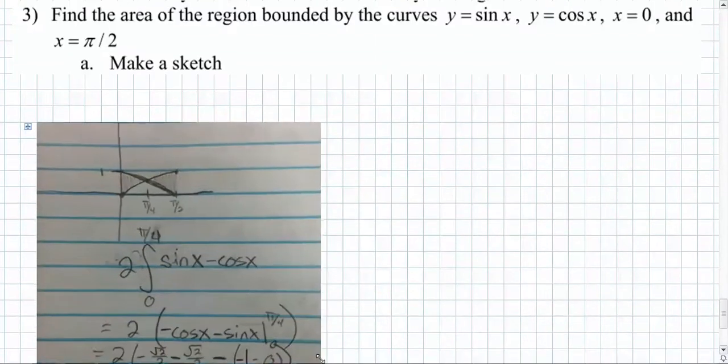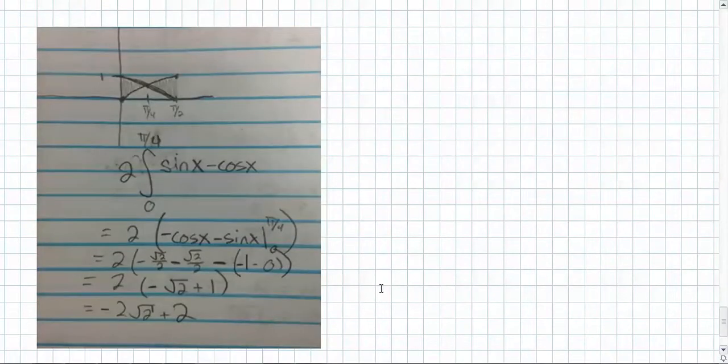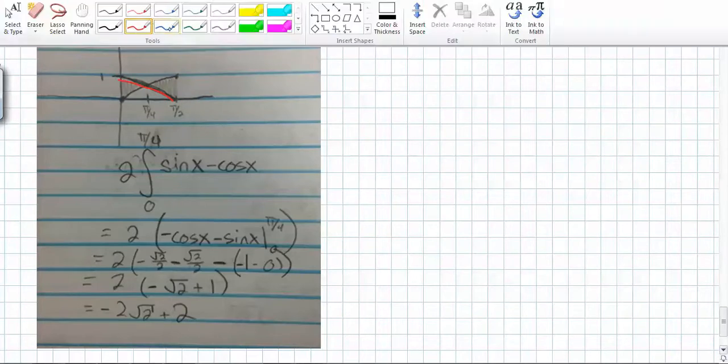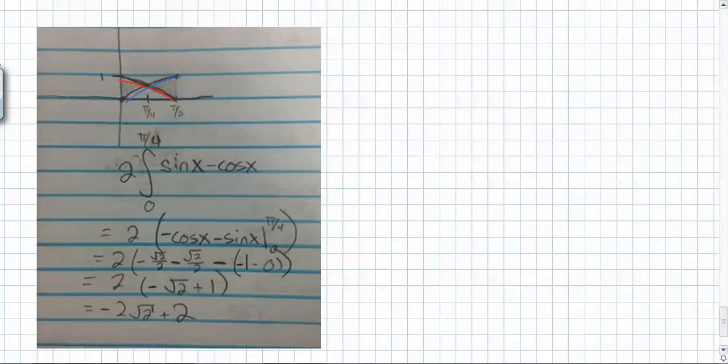Let's take a look at what Julia did here. Who agrees with her picture? Does the picture look right? Okay, so I'm going to color these two functions here for you. You have the red one right here, and that should be more of a curve. You can correct it in a sec. You have this right here, and then you have a blue one right here. Which one's the upper one and which one's the lower one?